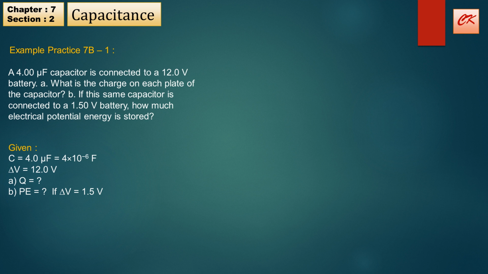So micro is 10 to the negative 6. We convert it to 10 to the negative 6. Delta V is 12 volt and Q is wanted in A. And in B, it says what is the potential energy if 1.5 volt is connected. Pay attention. In the beginning it is 12, later it says 1.5 volt. So A is easy. Q is equal to C multiplied by V, and Q is equal to 4 times 10 to the negative 6 multiplied by 12. Q is equal to 4.8 times 10 to the negative 5 coulomb.